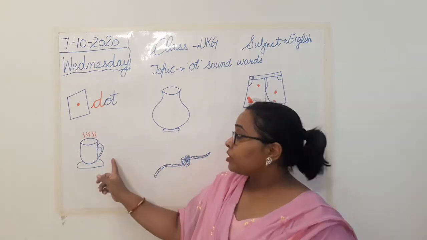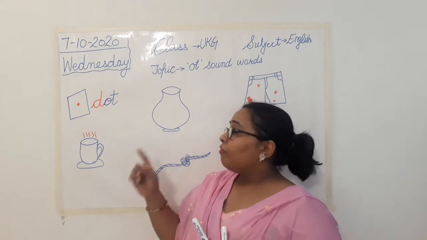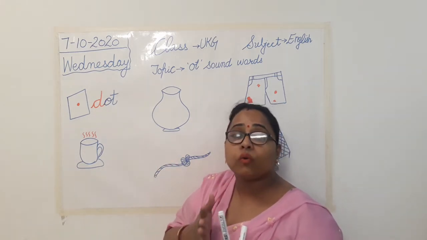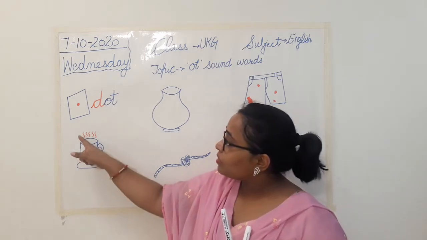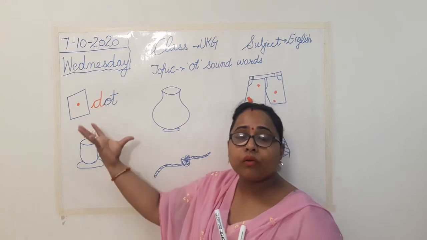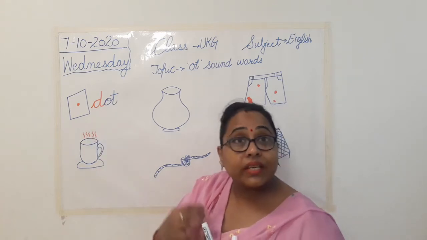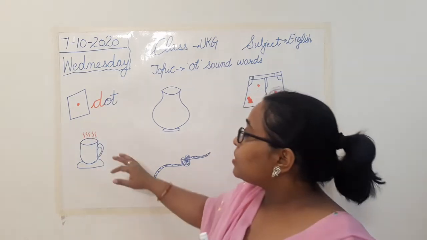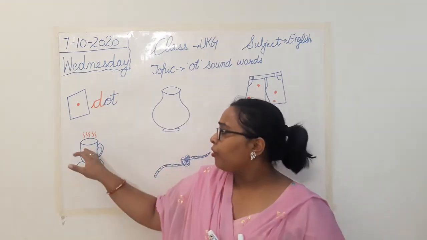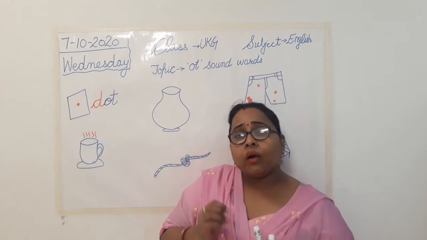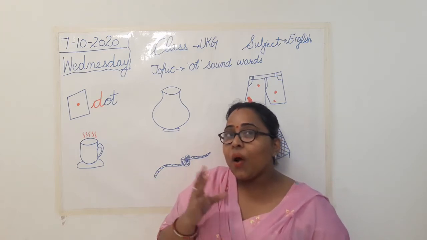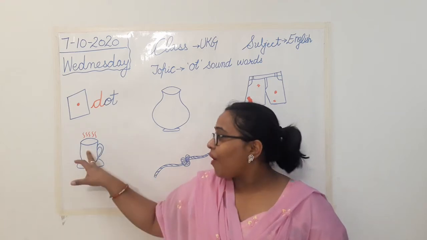Now moving to the next picture. So, this picture is very much familiar to you. We have drawn this picture in winter season also when we were learning about the winter season. So, what is this? Something I have drawn with red color. What is coming out of the cup? Steam is coming out. Now, if the steam is coming out, can you tell me what type of drink it will be? Will it be cold or hot? Hot. So it's hot.